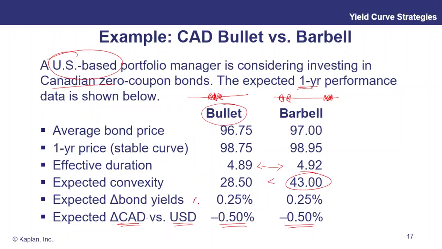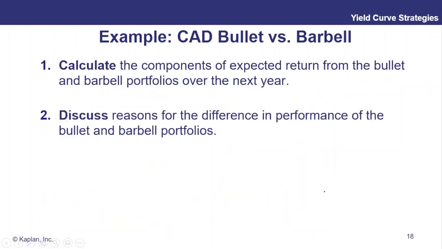We've got an expected shift in yields here, delta y, so the curve isn't staying stable. And we've got an average bond price today slightly different, and a 1-year price assuming a stable curve, so that's without the curve shifting, is slightly different as well. Okay, so the challenge here is to calculate the components of expected return from the bullet and barbell over the next year. In other words, apply the total return decomposition formula and then discuss reasons for the difference. I've really alluded to one of them by referencing the differences in convexity. And I've alluded to another one by referencing differences in roll down prices.